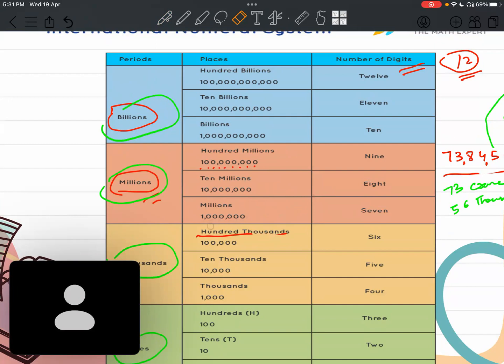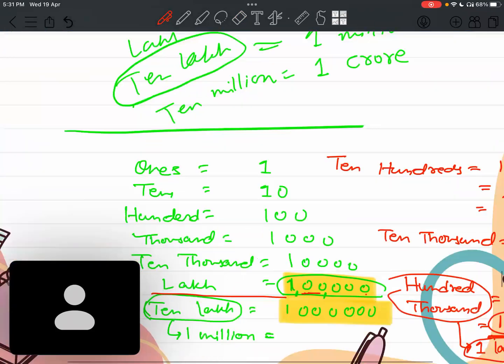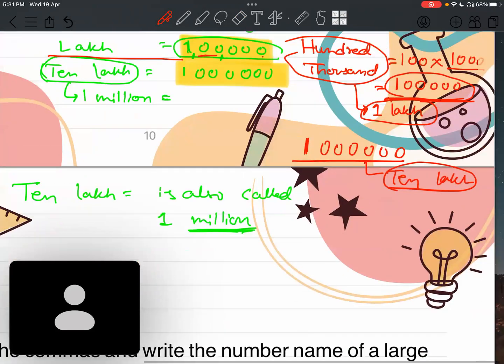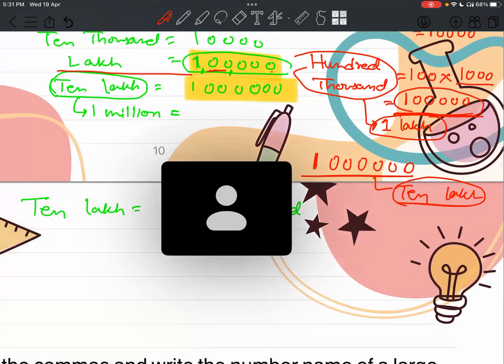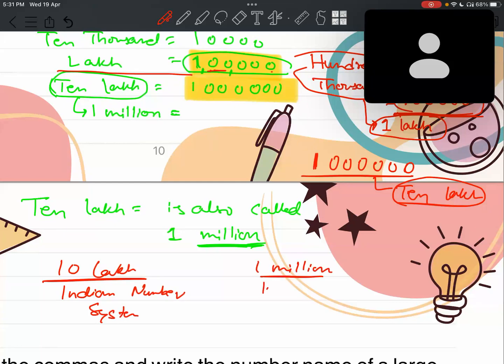Now I need you to make an observation here. As I told you earlier, 10 lakh as per the international number system will be called a million. 10 lakh we will call it in the Indian number system, while in the international number system, we will call it 1 million.